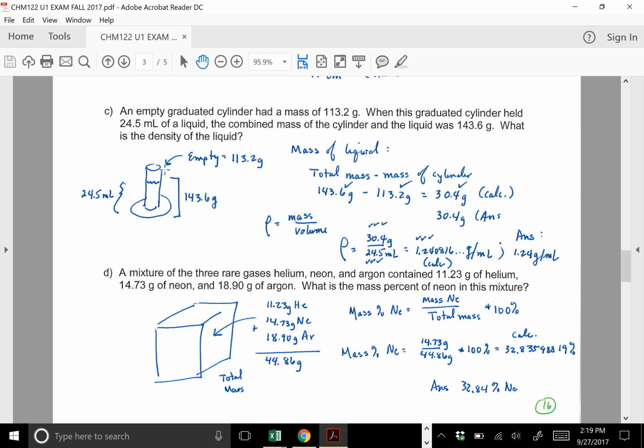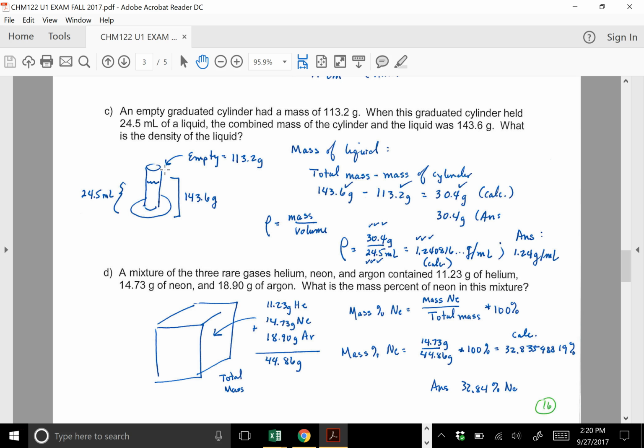So if you read this a few times, and sometimes you have to read it a few times, it gives you some weights and it gives you a volume. It describes an empty graduated cylinder. It gives you the mass of the empty graduated cylinder. And then it says that we put in 24.5 milliliters of liquid, and they weighed it back again. Of course, it increased the mass. And you're supposed to come up with the density of the liquid.